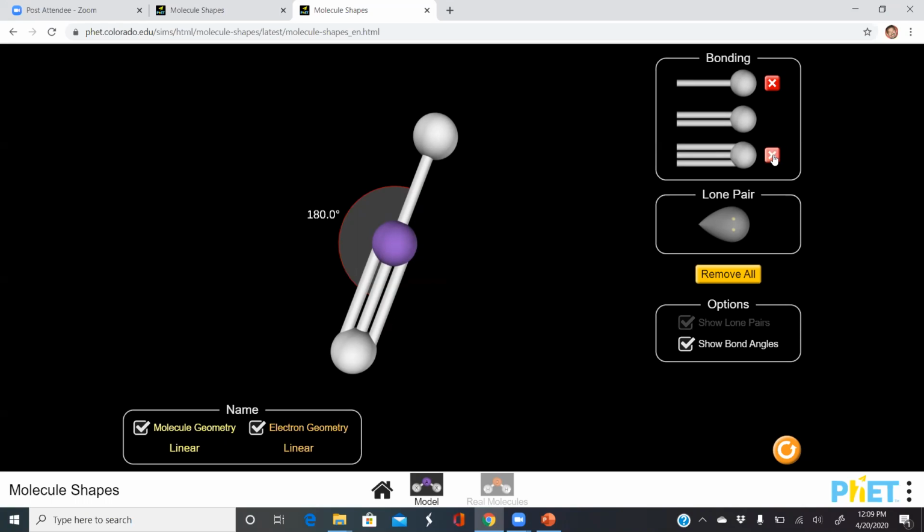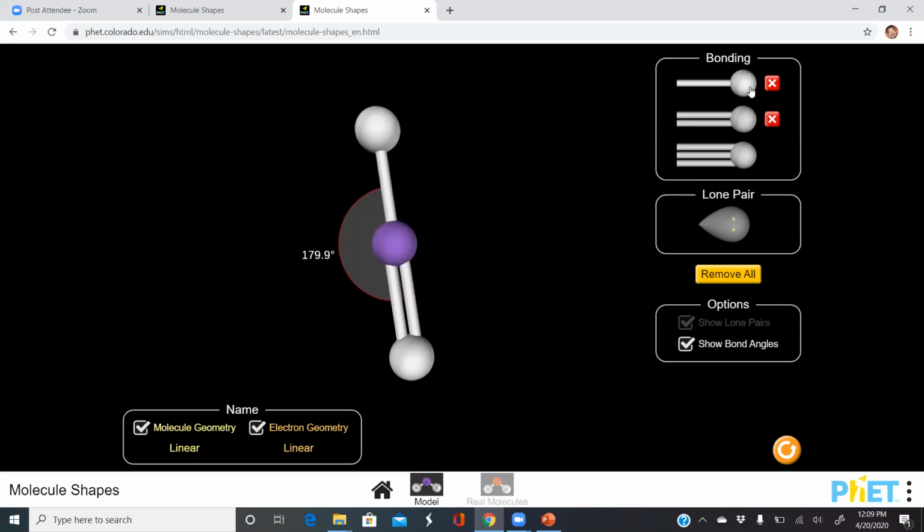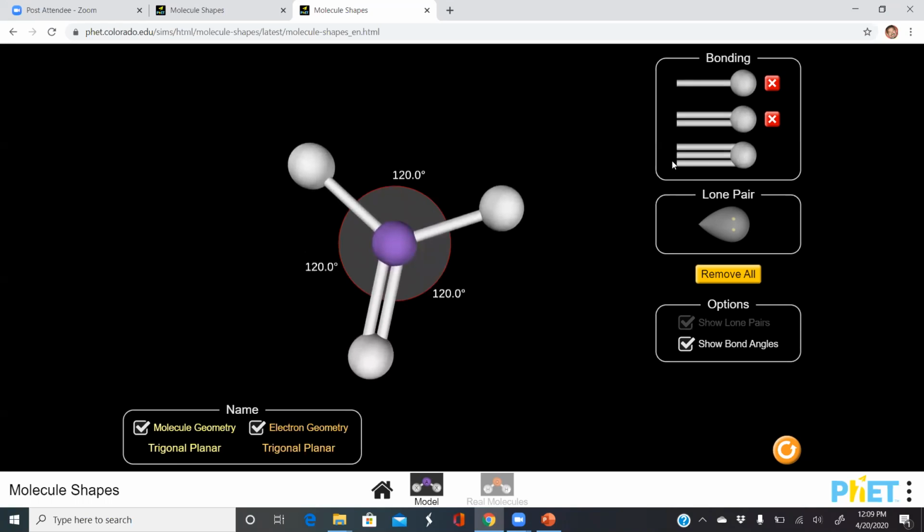Now, if I get rid of this, and let's say I form 3 bonds. If I form 3 bonds, what do I get? Trigonal planar, and I get that 120-degree angle. It doesn't matter that one has a double and the other two have single. It's still 3 atoms, 3 electron groups, and it's a 120-degree angle.